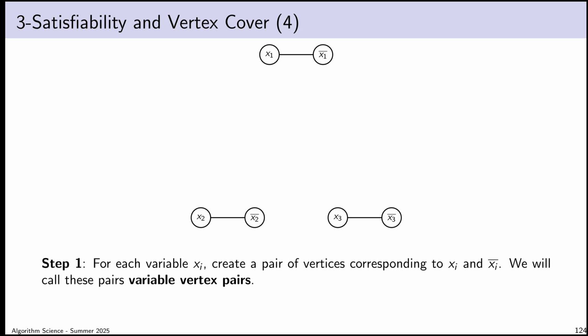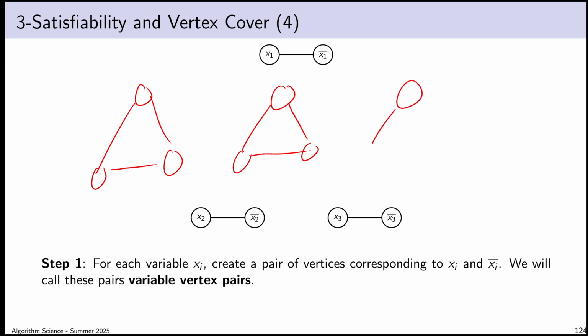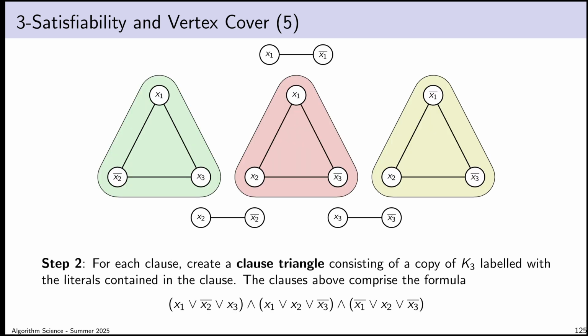Okay, so now what I'm going to do is, for each clause, I'm going to create a triangle of vertices. So we're going to have 3 clauses, and therefore I'm going to draw in 3 triangles. Now I'm going to color them in like this just so that it's clear that these each correspond to one separate clause. So I'm going to call these things clause triangles. So for each clause, I add a clause triangle. Now formally, you can't just say triangle usually, so let's say copy of K3, the complete graph on 3 vertices, which is a triangle. So for each clause, create a clause triangle and label the vertices in the triangle with the literals in the clause.